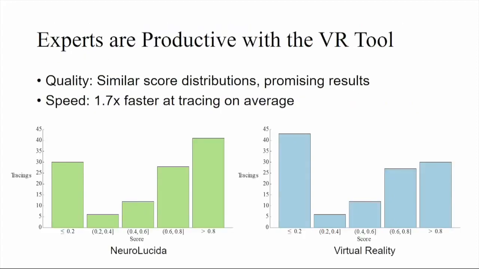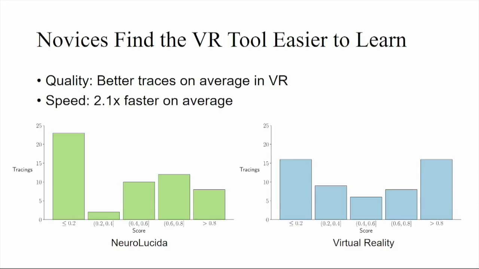As far as speed and quality, we find that experts have similar score distributions. The green is a histogram of scores in Neurolucida, going from 0.2 to 0.8 scored on the DIADEM. A score of 0.8 or above is an acceptable quality tracing for their analysis. And we find that on average, they're 1.7 times faster at tracing. In the case of novices, they perform better traces on average in VR and are 2.1 times faster, and find the tool easier to learn and more enjoyable to work in.